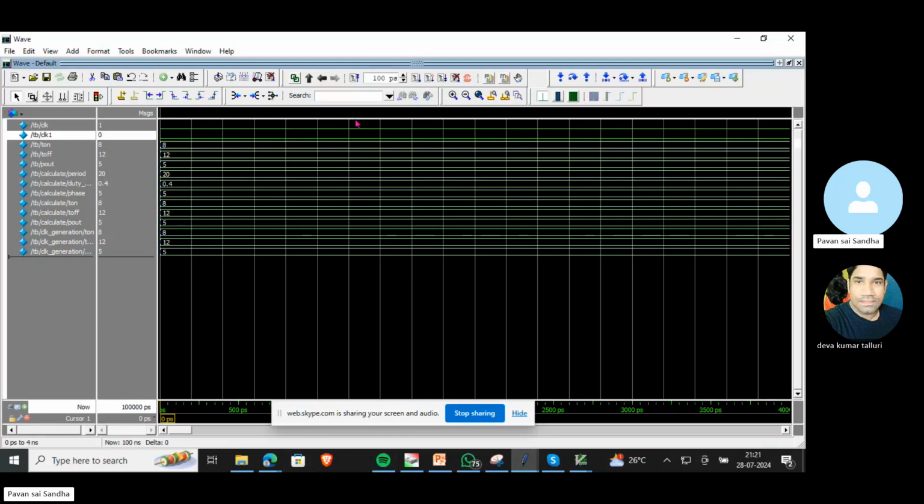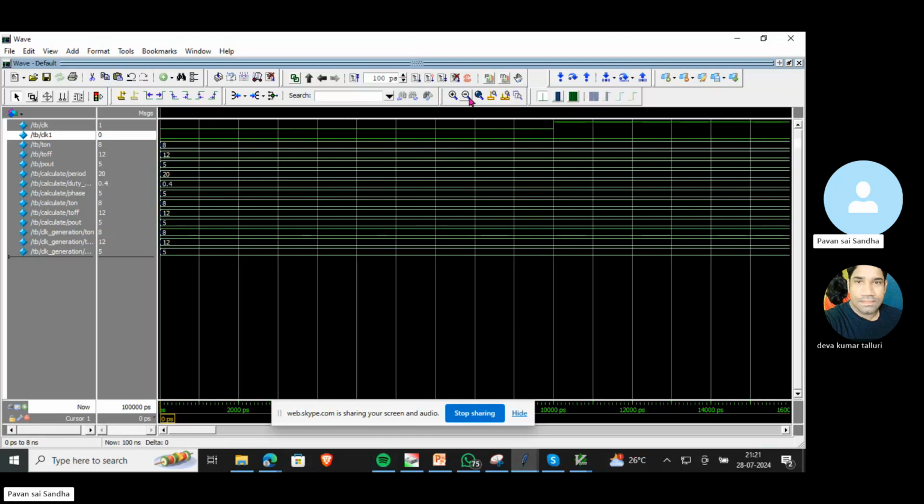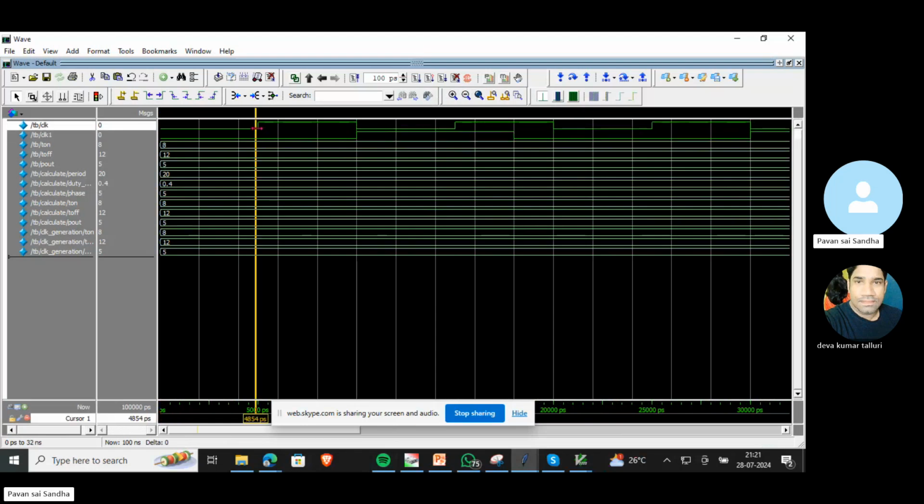So to show the phase difference. The phase difference between the two clocks is at 5 nanoseconds, that means 5000 picoseconds. I cannot point exactly here. And this is at 10 nanoseconds, 10 minus 5, so we have exactly 5 nanoseconds of phase difference.